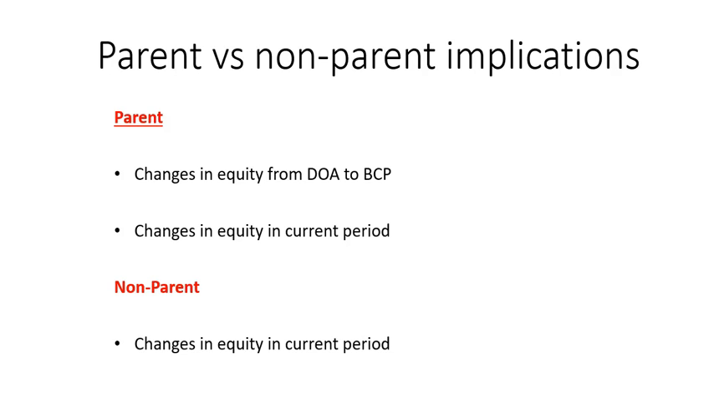Whereas if we're a non-parent, we only need to look at changes in equity in the current period because we're applying the equity method in our own accounting records, so that we create a permanent record. Once we've dealt with one period, we've got our permanent records in our accounting general ledger, and so we don't need to worry about it anymore. We just look at the next period going forward.